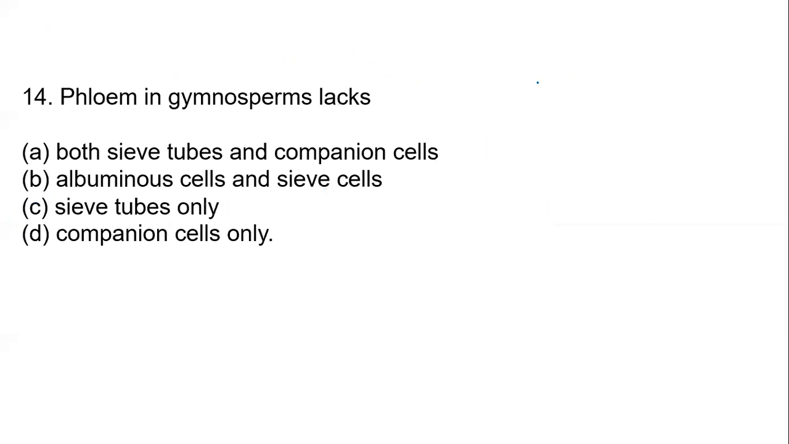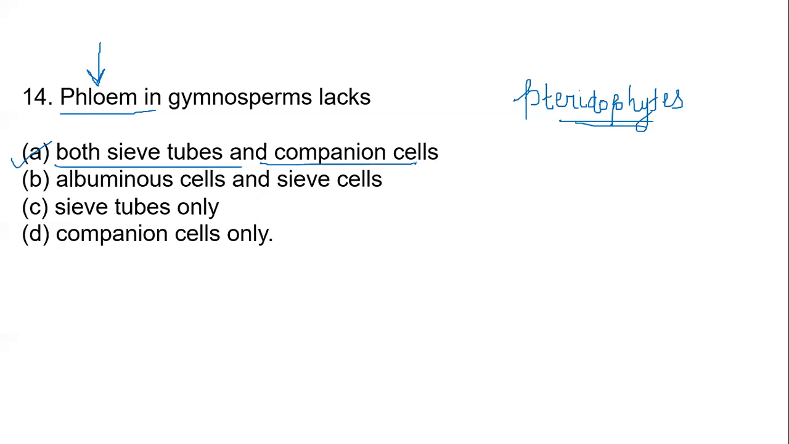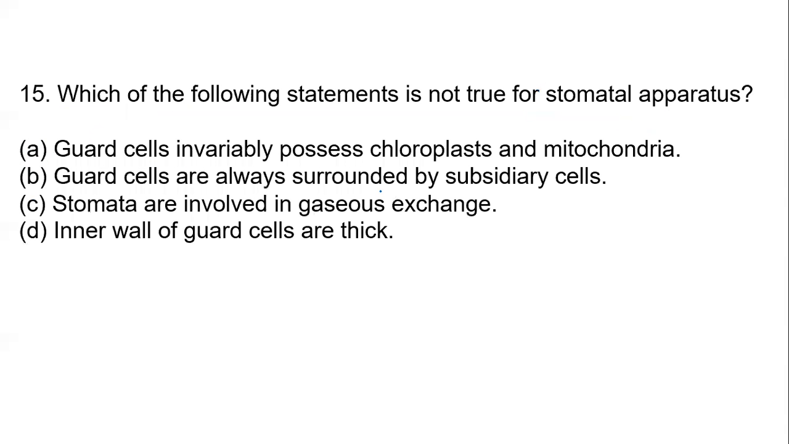Moving on to question number 14. Phloem in gymnosperms lacks. You know that pteridophytes were the first land vascular plants, right? There only you have seen the presence of the vascular tissues, that is the xylem and the phloem, but not fully developed xylem and phloem. But in the case of gymnosperms, phloem lacks which of the following components? They lack both sieve tubes and companion cells in phloem as well. Question number 15.